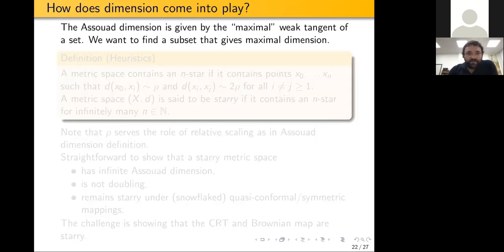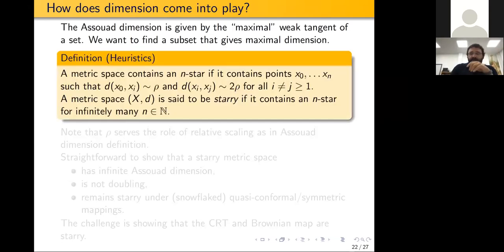Well, let's first go to the tree itself, because on the tree it's fairly easy. What we want to find is a space that has a central point and lots of points around it that are close to the central point, but far apart from each other, like twice the distance. So something that looks a bit like a star. Let's call it also starry. If a metric space has these n stars with n different kind of rays going off for infinitely many n.